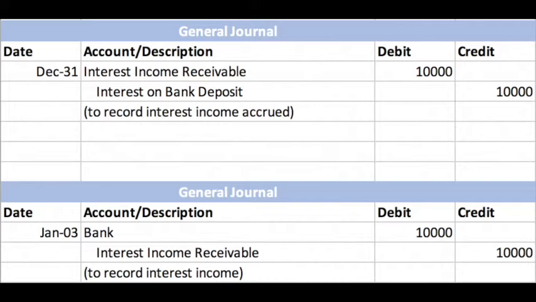The first example is of accrued revenue, which is when a company receives interest of $10,000 on a bank deposit for the month of December, finishing on the 3rd of June. Their accounting year ends on the 31st of December. The journal entry would be to debit interest income receivable $10,000 and credit interest on bank deposit $10,000. On the 3rd of January, the adjusting entry will need to be made, which will be to debit bank interest income $10,000 and credit interest income receivable $10,000.